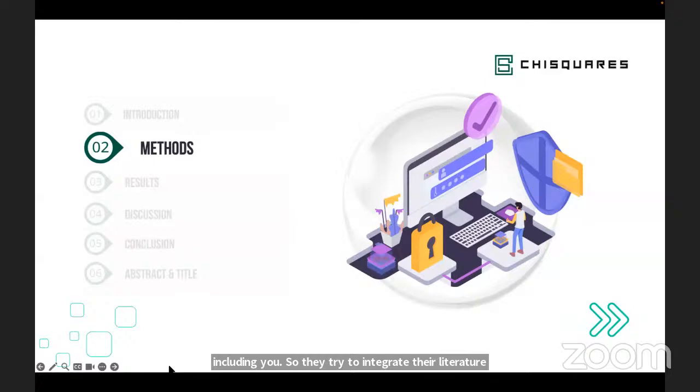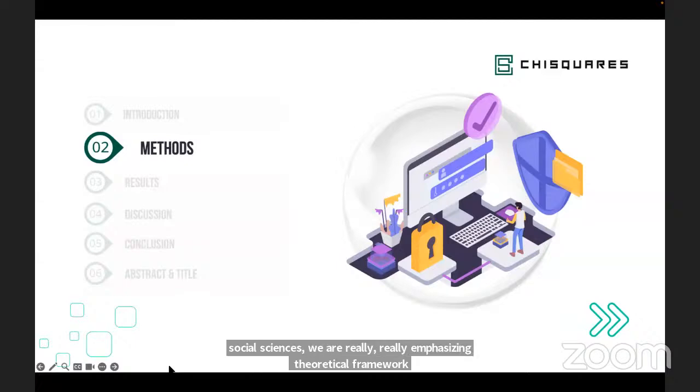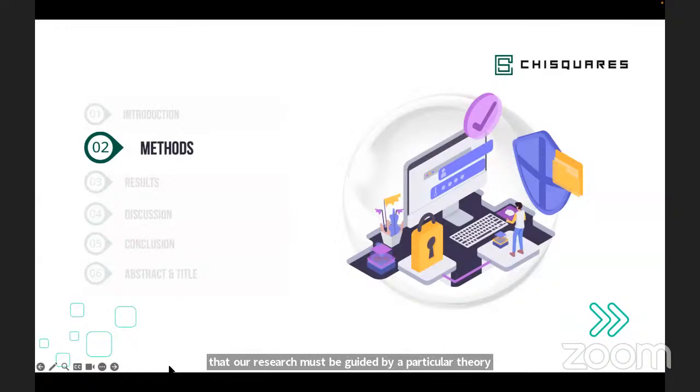Then the theoretical framework also. In social sciences, we really emphasize the theoretical framework, that our research must be guided by a particular theory, and we need to reveal it and discuss it in the context of the topic we are talking about.